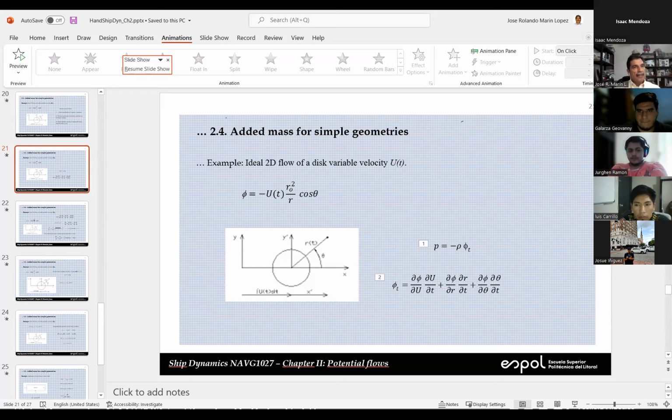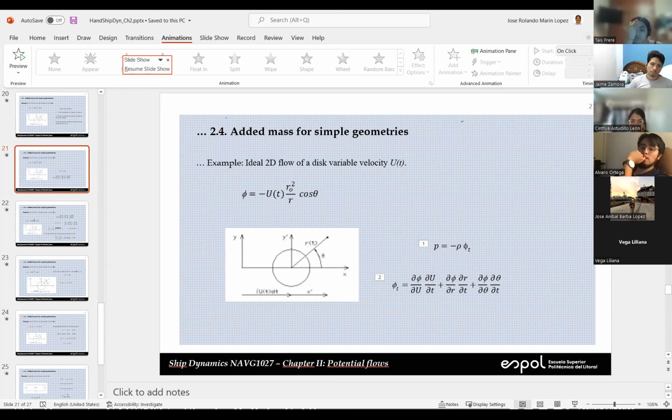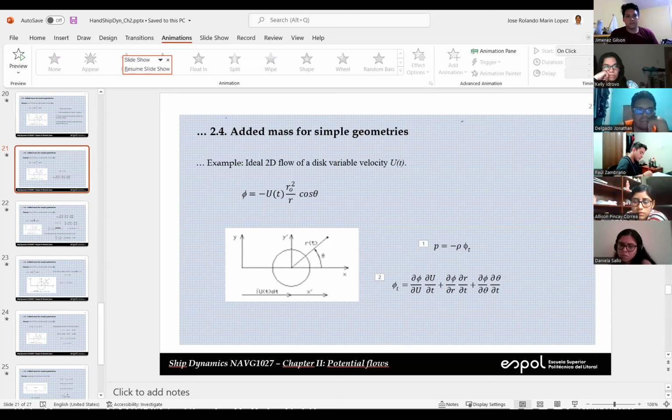So this is the problem that we're facing, okay? In this case, the body is moving. Let's write somewhere here. So the disk with velocity u of t. You can see immediately that u depends on time. That means that the derivative of u with respect to time is not zero. That means that there is an acceleration, okay?